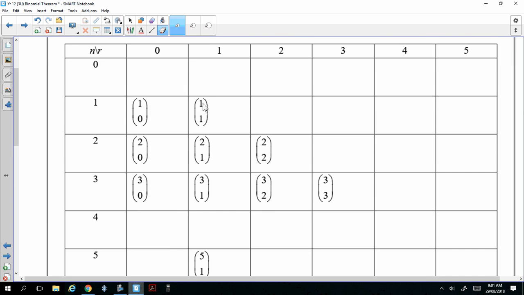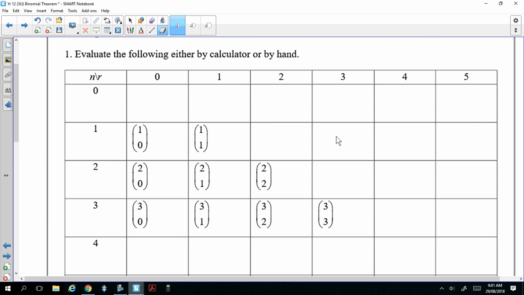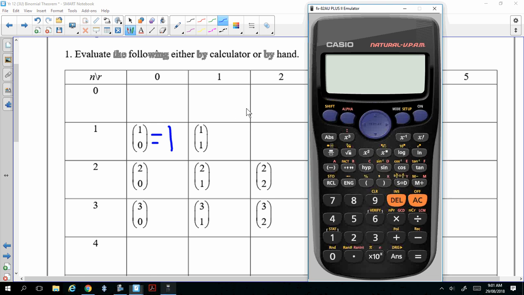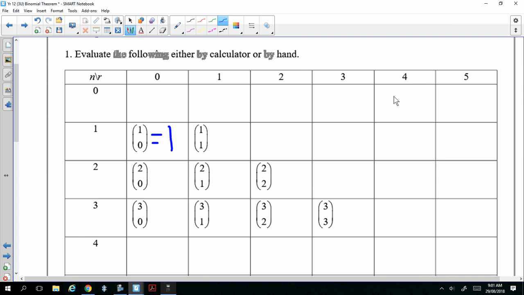There's some numbers here I want to fill out, so I want to work out what 10 is. What's 10? It's equal to 1 using the formula, or you can use a calculator. If you use a calculator, you do 1C0, 1 shift divide 0, which takes long to press, so you just work out by the formula. What's 1 equal to? 1. Let's go to the next row.